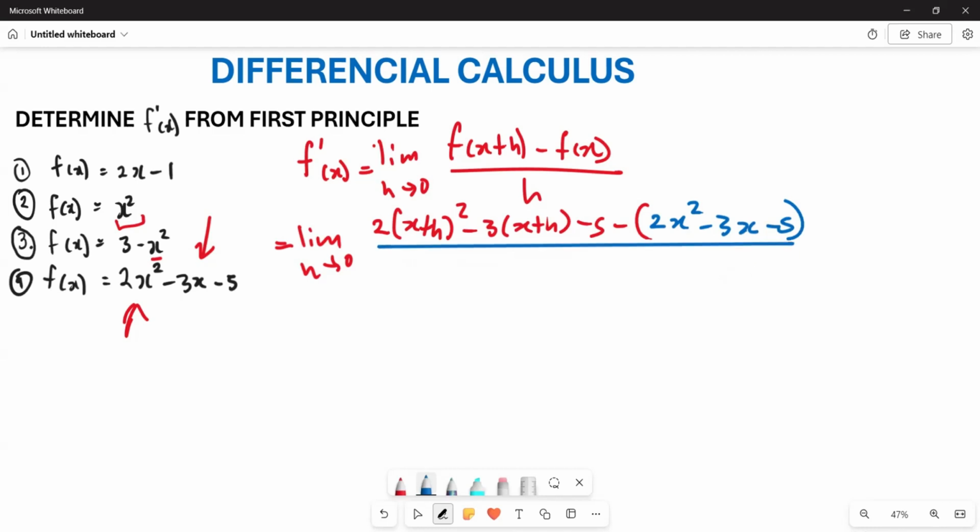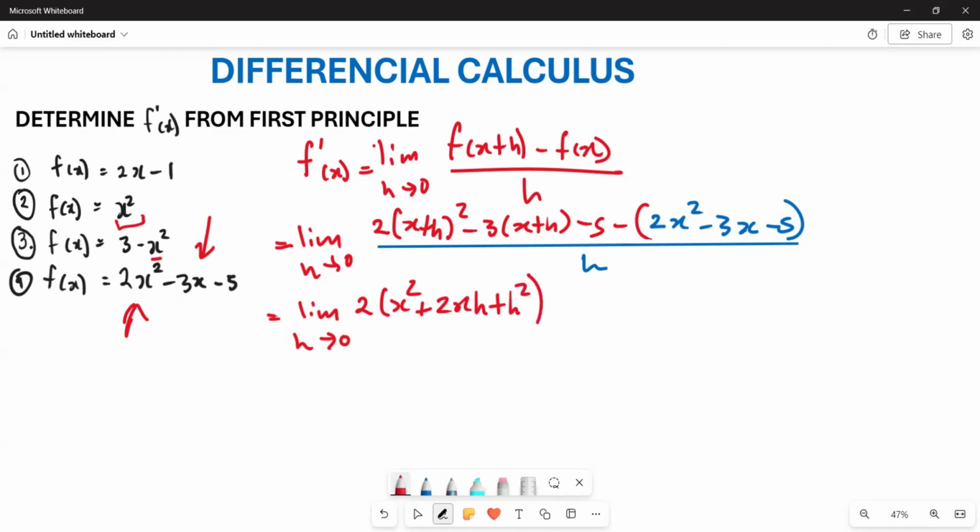This is going to be over your h, right? Now, what is it that you're going to have from here? Which means this is going to be same as your limit as h approaches 0. Now, what is it that you're going to have? This is going to be 2 into what? Now, when you multiply this, this is actually the same as x squared plus 2xh plus h squared, right?